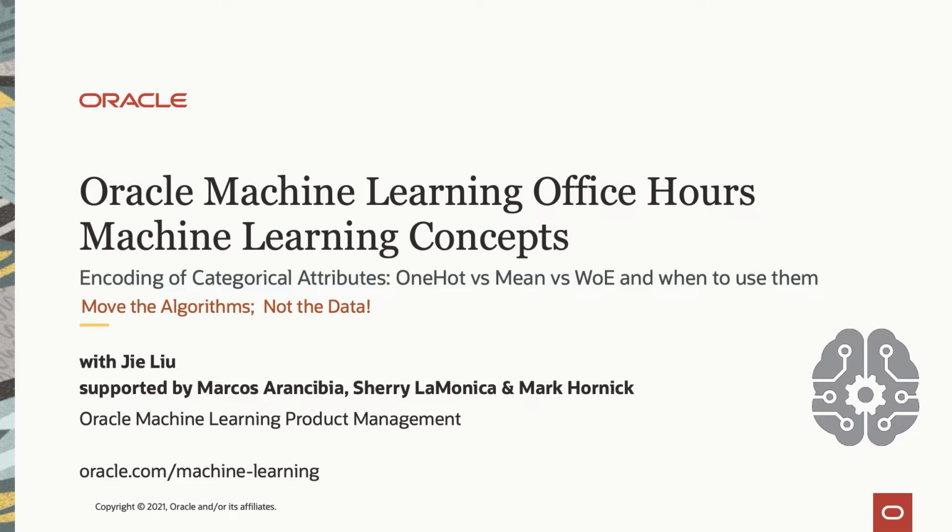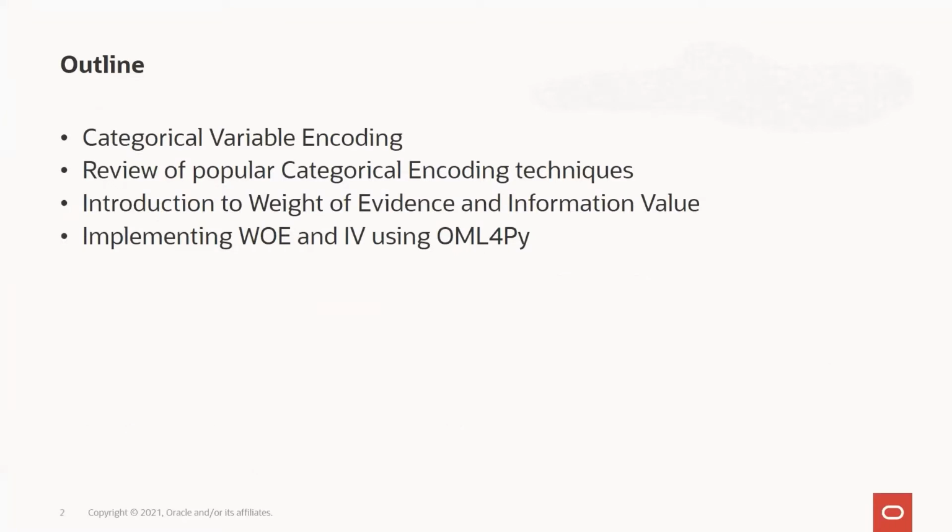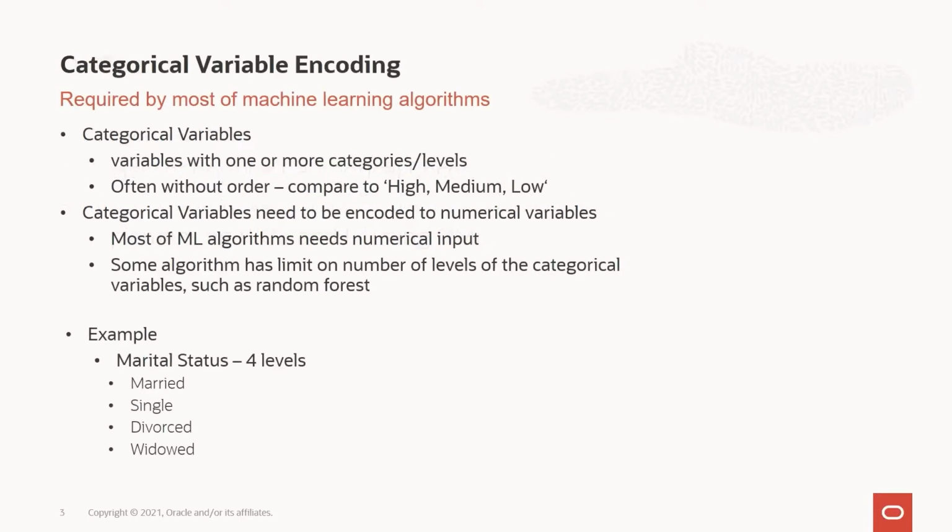Today we'll talk about the topic of categorical variable encoding, and have a brief review of the popular techniques. Then the main part is I want to share with you some recent findings with weight of evidence, our experience and how to better use that, and also show a little bit of the code in the notebook of how to implement it using OML4Py. And that's the outline.